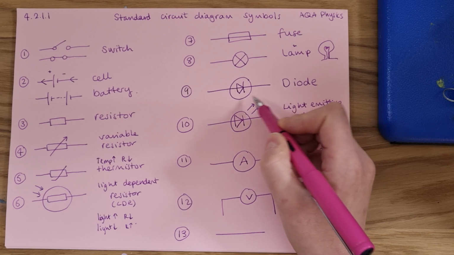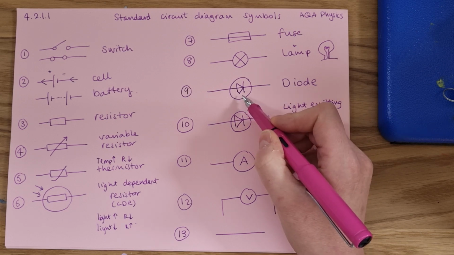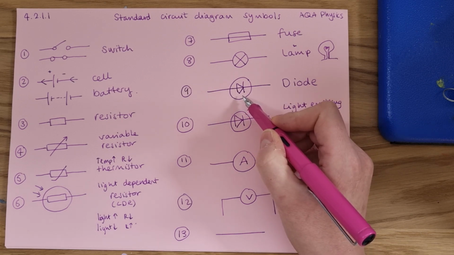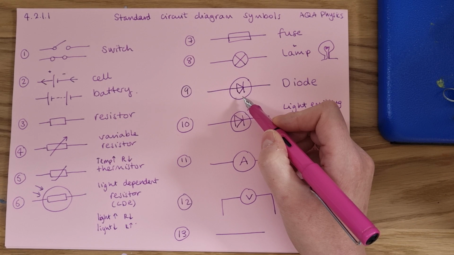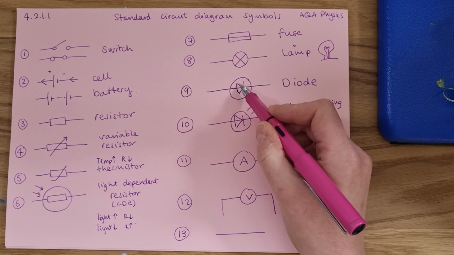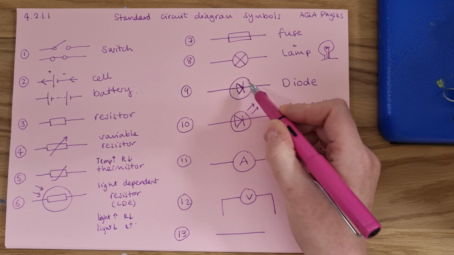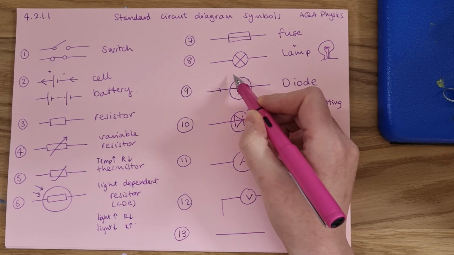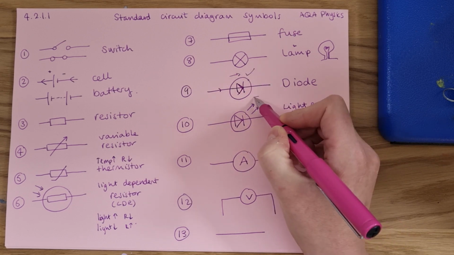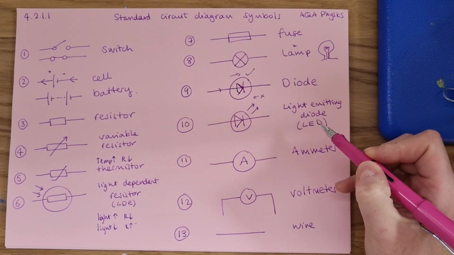This is a diode. A diode is a component that only allows current to flow through it in one direction. So it's very useful to prevent the backflow of current. For example, you don't want current flowing the wrong way through a cell, so you would put a diode in to prevent it from happening, and other sorts of things like that. The direction of the current is shown by the direction of this arrow. So this will allow current to flow in this direction. In this direction, though, no current will flow through it.